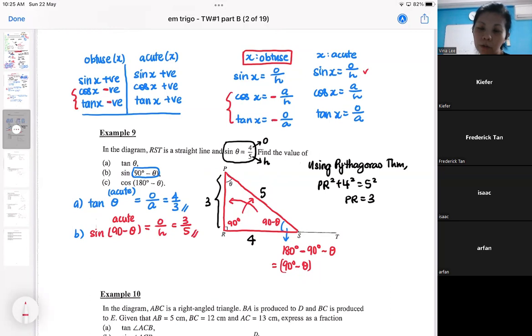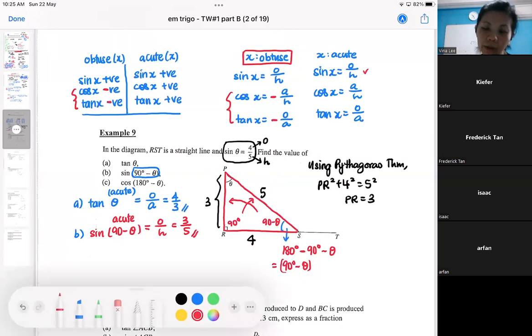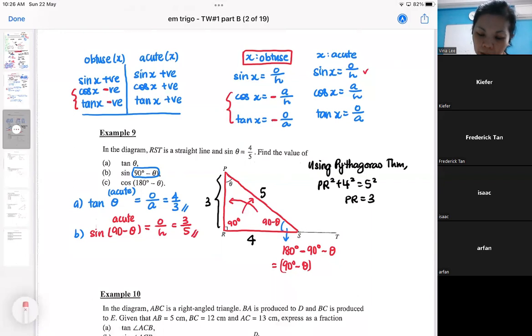Okay, so I'm going to go on first. Later on, I will pause for you to digest this idea. Every time you look at this, you just need to decide, is it an acute angle or an obtuse angle? So here comes the next one. The next one is an obtuse angle.